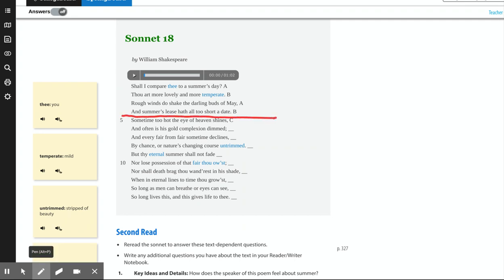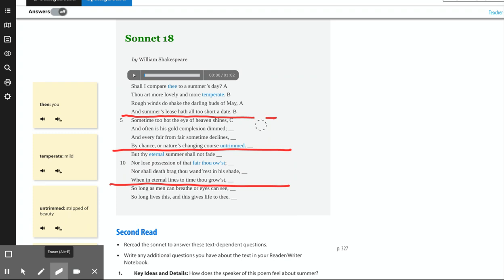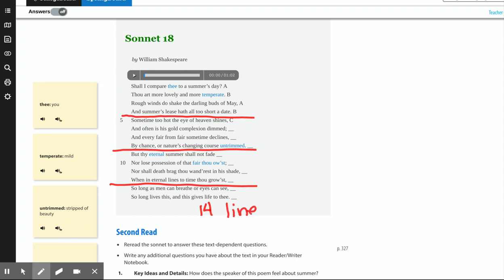Okay, and then I'm going to count 1, 2, 3, 4. Okay, after line 8, 1, 2, 3, 4. And after line 12. And then you can see I'm left with the couplet. Okay. All right, so we have 3 quatrains and a couplet, which we can all add up is 14 lines. So a Shakespearean sonnet always has 14 lines. So that is the basic length of a sonnet.